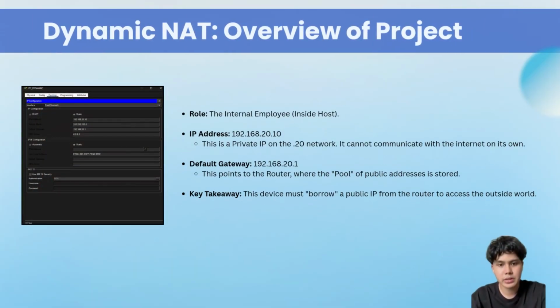Firstly, let's configure our internal user, which is trying to reach the external network. So here is our configuration screen. If you look at the IP configuration for PC_dynamic, we have assigned it 192.168.20.10. As we know, this is a private IP address and it works inside the office within a local area network, but it cannot exist on the public internet. Notice that the default gateway is set to 192.168.20.1. So this points directly to our router. In a sense, it's basically our PC saying, I need to talk to the outside world, so I'm sending my traffic to the router to handle it.